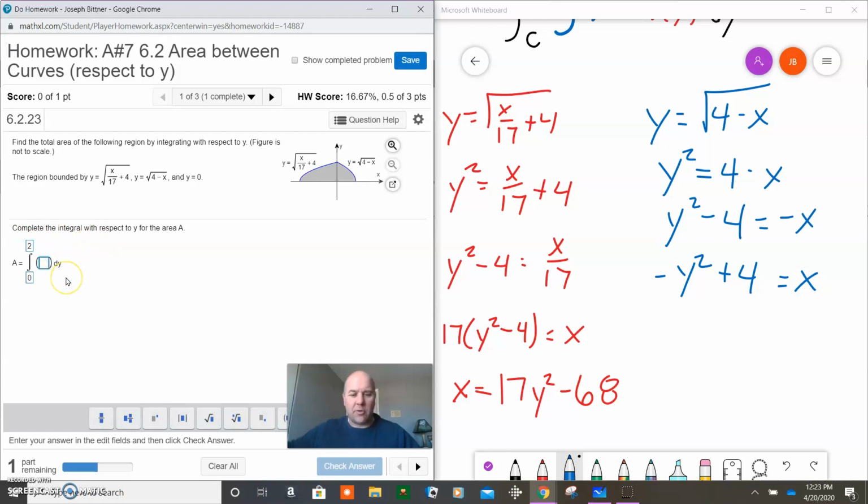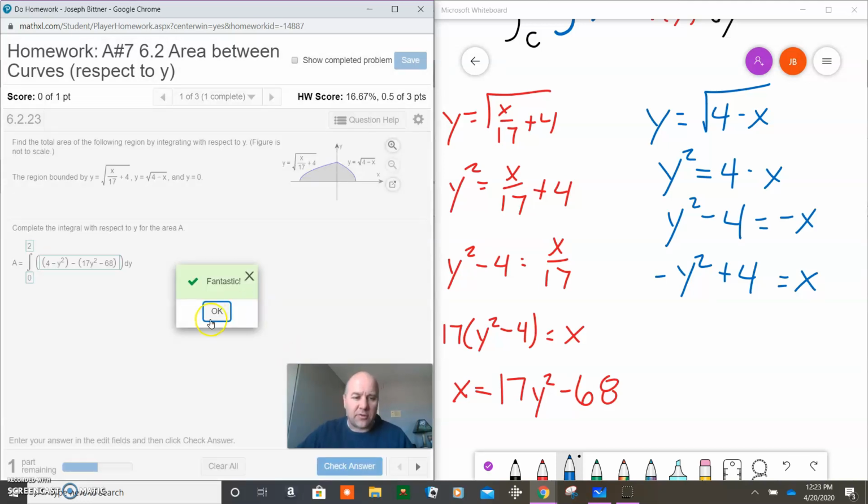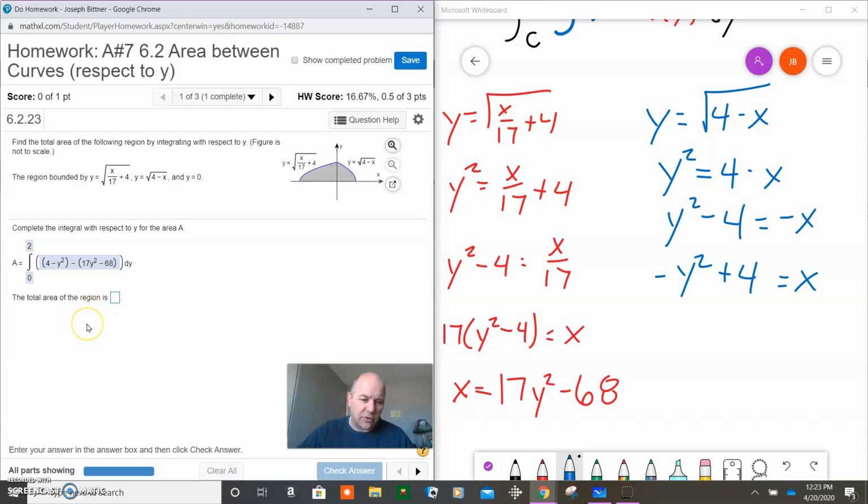Again, what I want to calculate is right minus left. So I'm going to take the right value, which is this right here, and write that as 4 minus y squared, minus, again it's just right minus left, 17y squared minus 68. I haven't written this out in advance, so I don't know if they want you to simplify. I'm going to check the answer. Hey, it's perfect. And then the last answer is, what is the total region?